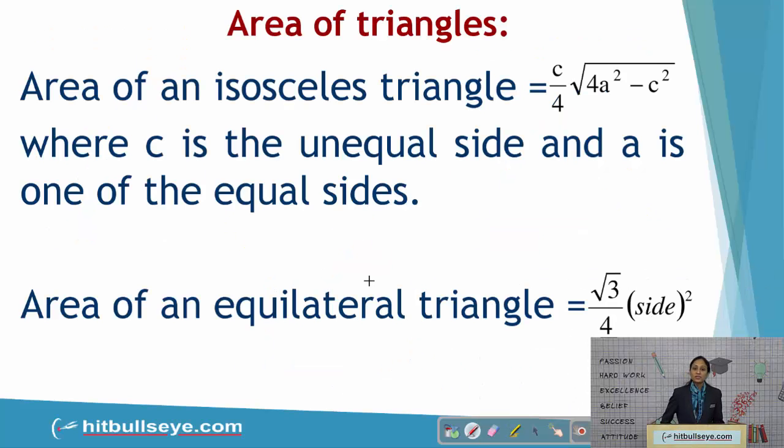The area of an isosceles triangle is given by this formula, where C is the measure of the unequal side and A is the measure of one of the equal sides. Area of an equilateral triangle is √3/4 side square.